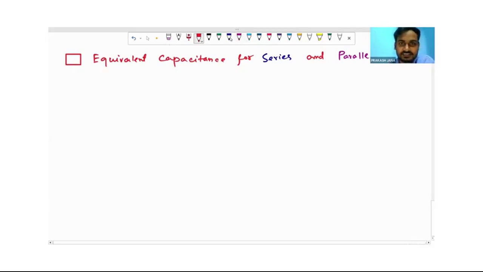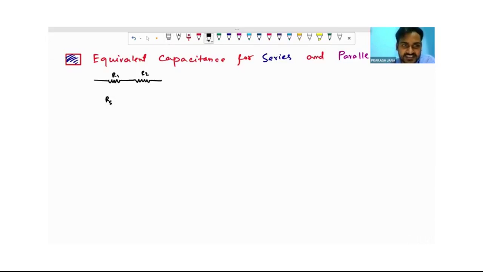Okay, we are going to discuss this. So let me briefly tell you the formula. Let me recall what was the case for resistance. Suppose this is a resistance and it is combined with one more resistance. Suppose this is R1 and R2. Then their equivalent resistance, we write it as Rs to represent series combination, is nothing but R1 plus R2.